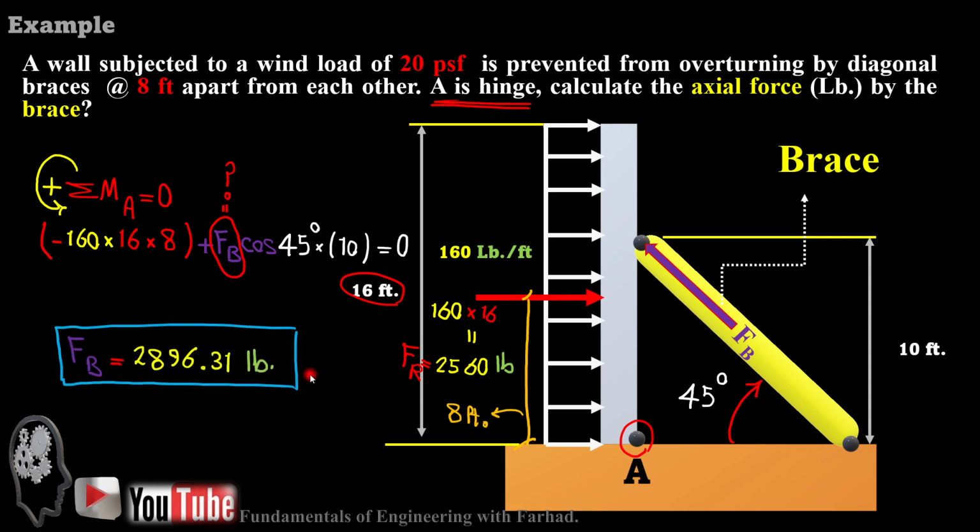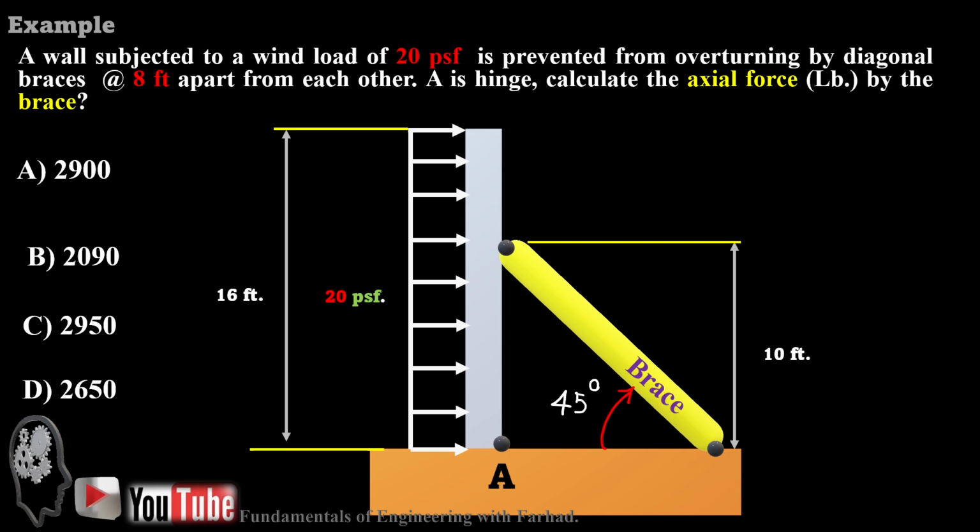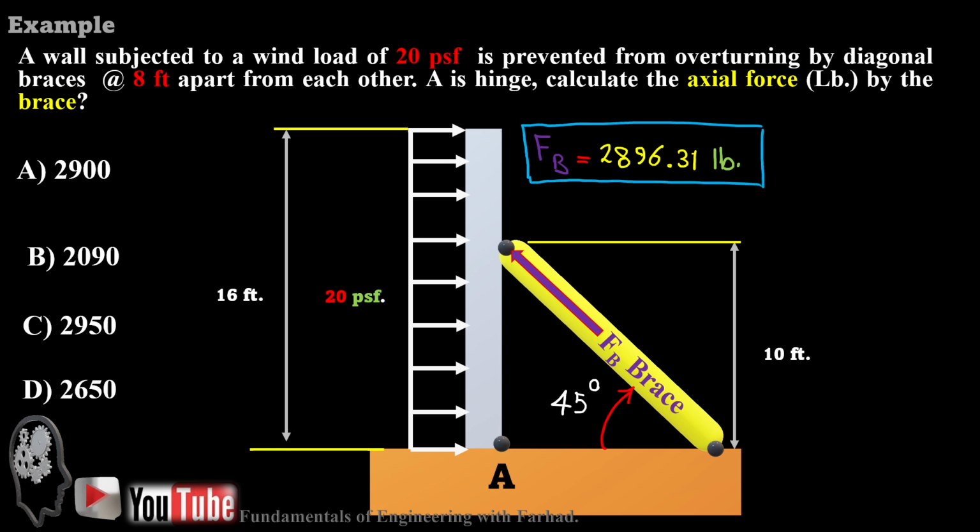So F_B is about 2,900 pounds of force for one of the braces. As you can see here, the closest answer is choice A, which is 2,900. Thank you. We'll solve more problems in structural analysis.